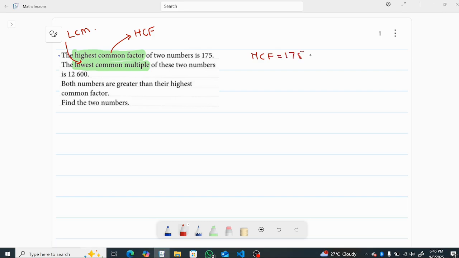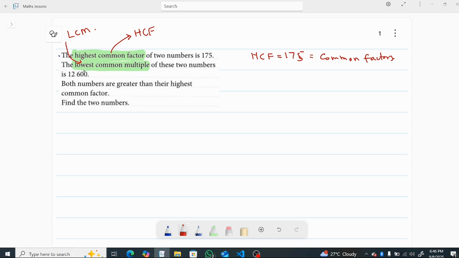So HCF is 175. But what do we mean by HCF? HCF is about common factors. The word itself says that it is about common factors. So if there are two numbers, they both have the same factors which the HCF has. So we'll be solving this.